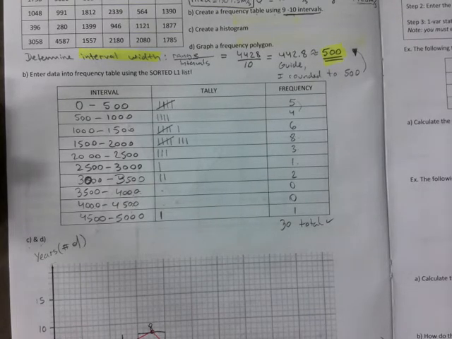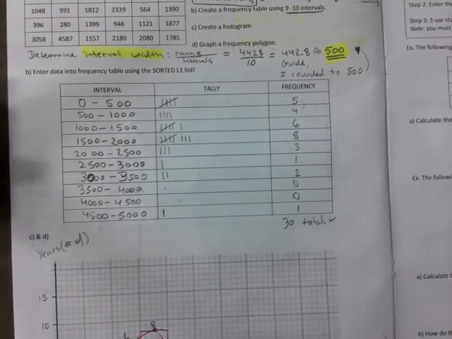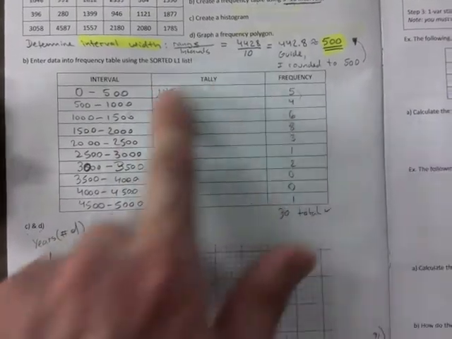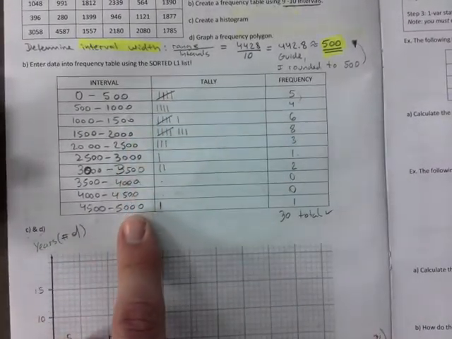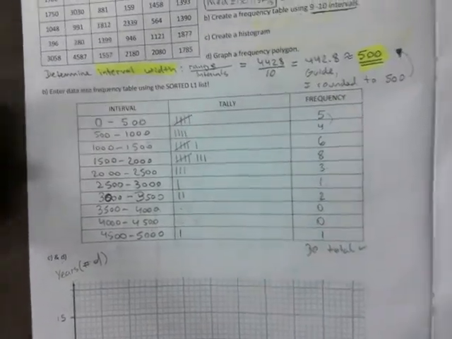Well, this is basically it for graphing. You must have a frequency table if you want to graph anything. You must have it. You can't do it without. Okay? So don't just try something there. Okay?